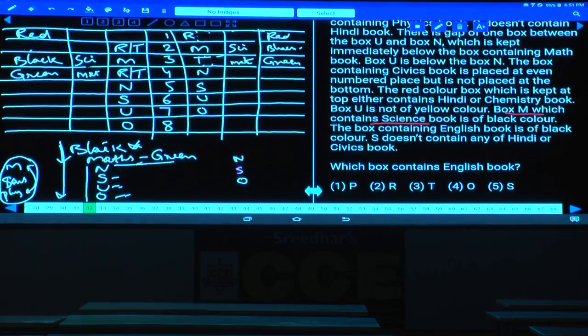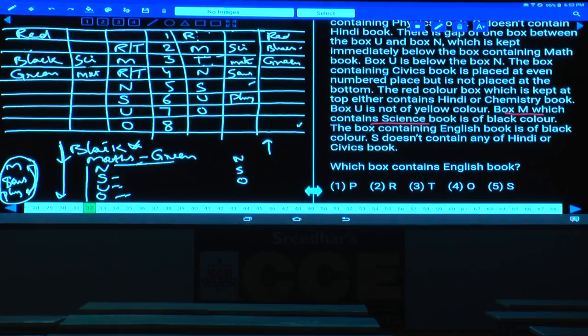Now again, we have M, Sanskrit and physics. Tell me where this Sanskrit can go. Can you take Sanskrit at this place or not? Because between M and Sanskrit there is exactly one box, and at the same time between Sanskrit and physics there must be exactly one. This is one possibility. Or if you take Sanskrit at this place, then physics will be here. There are two possibilities in this case.